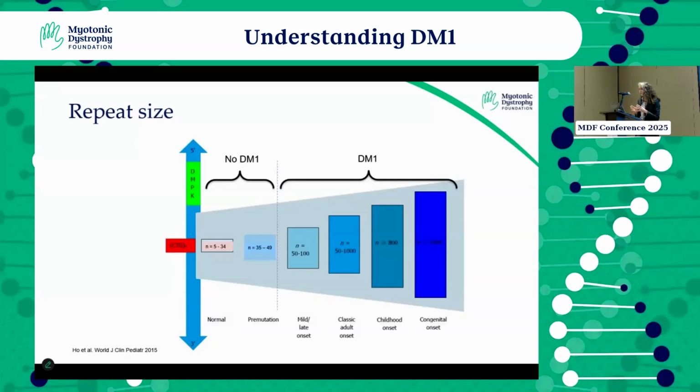But what's interesting, if you look at these numbers, there's quite a bit of overlap. So some people may have a repeat size of 500 and have less severe disease compared to another person who has a repeat size of 500. So there's a lot of variability. So hold on to that thought. We'll get back to that in a moment here.